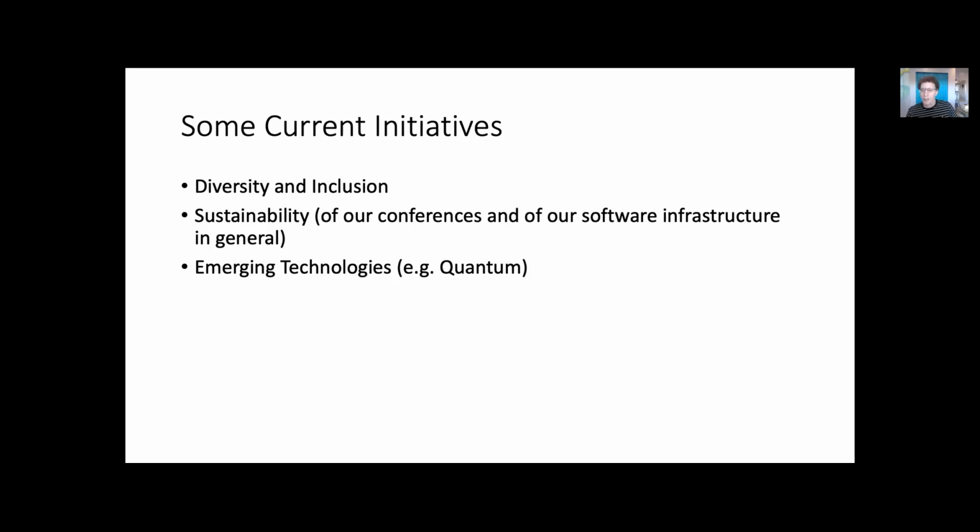We're also, of course, interested in fostering and supporting emerging technologies. And so we've begun a new annual conference on quantum computing. Our Housie Mueller was the first chair of that in 2020, and we're currently planning the 2022 edition of the conference. And so that is always a focus or a thrust for us.